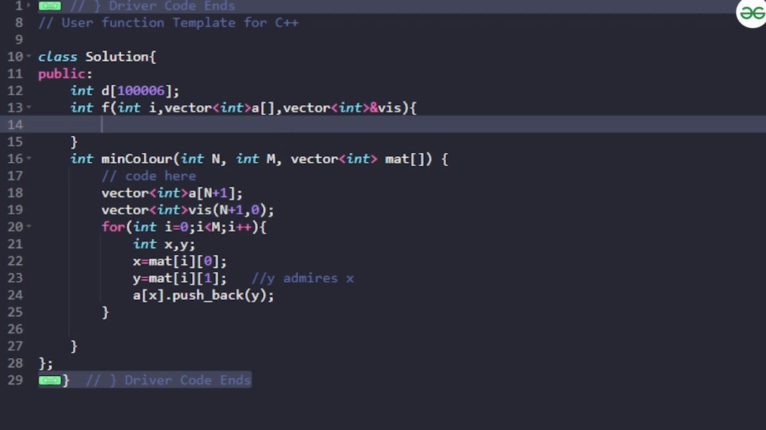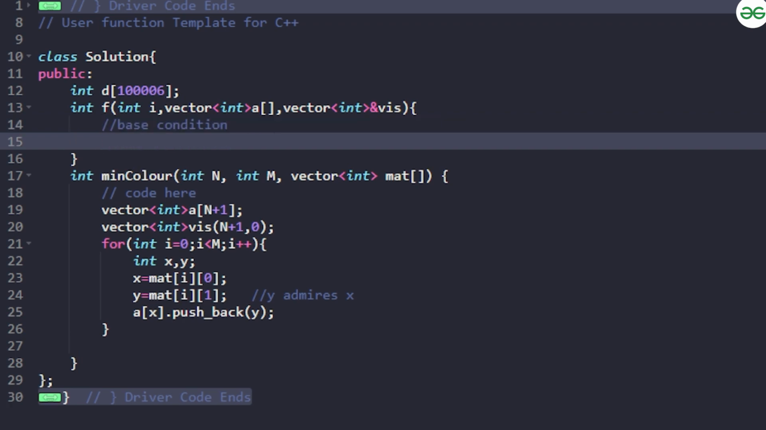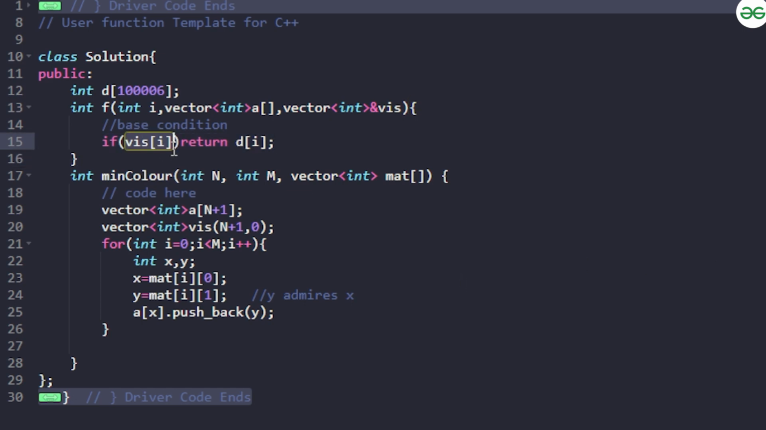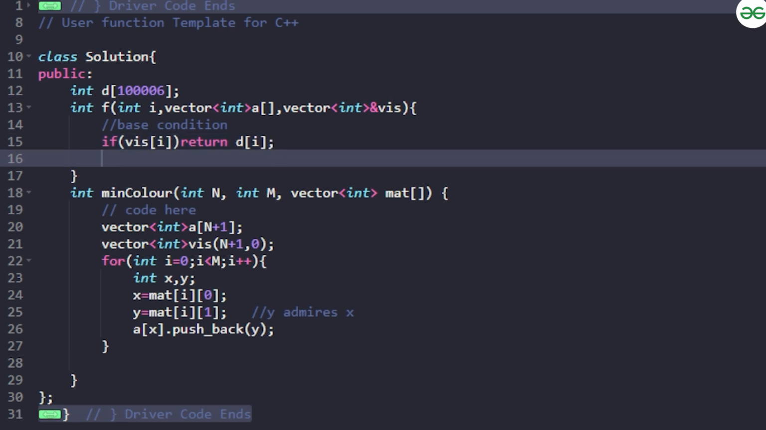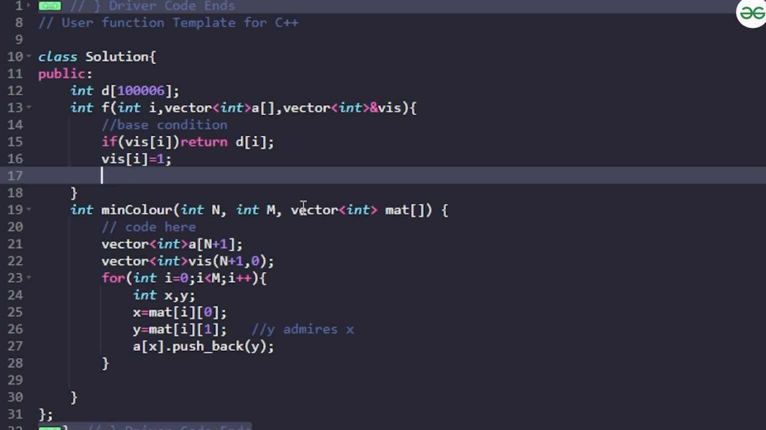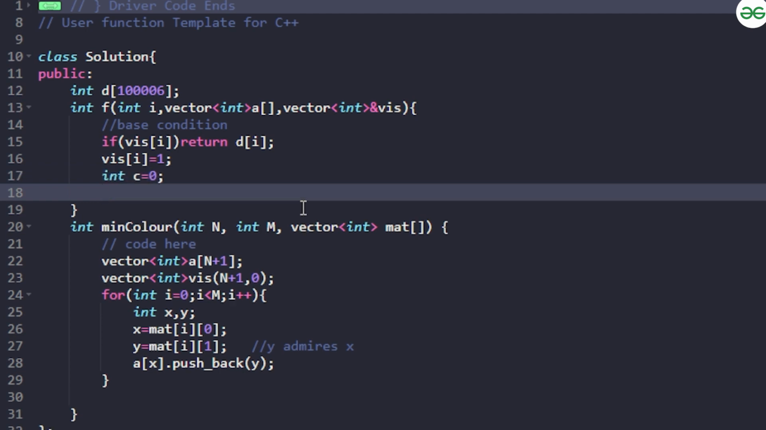Fine. Now we will first place a base condition. So what is the base condition? It will be simple: if we have already visited that particular node, it means we have already calculated the value of D[i] for that node, that is, the longest chain after that node. So we just return the value of D[i] if we have already calculated it. But if we have not calculated it, then we will check it. First of all, we will make visited of that particular node equal to 1. Means now we have visited. Now we will take a counter, let's take C, which will store the length of the longest chain.